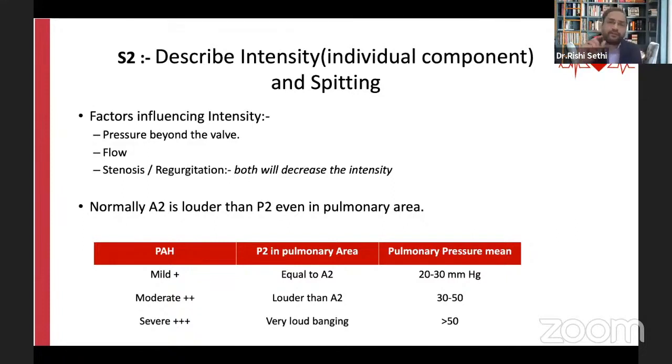So one way of telling whether P2 is loud or not is to compare it with the A2 in the pulmonary area, remembering that A2 is always louder. If P2 is heard with equal intensity or any higher intensity than A2 in the pulmonary area at the base of the heart, then P2 is loud and there is pulmonary arterial hypertension.